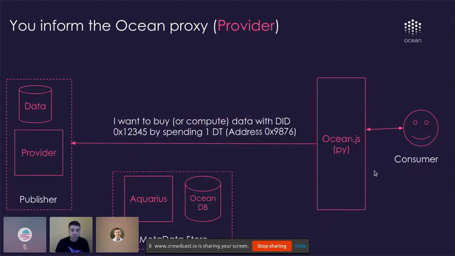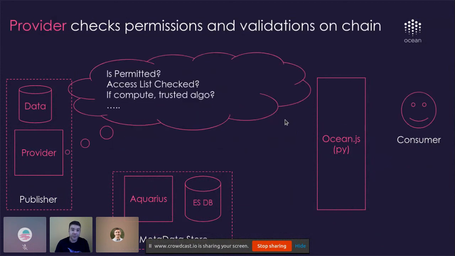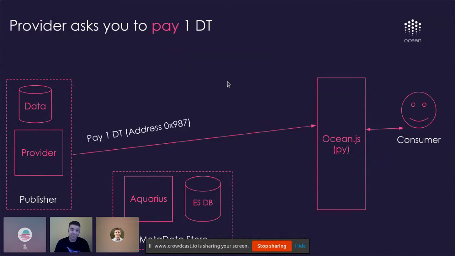So in order to consume data, as a consumer, you'll first make a request to our provider in order to purchase a data token. The provider can optionally make a number of checks. There may, at this point, be some restrictions that have been placed on that data. If that's all okay, the consumer will purchase one data token.